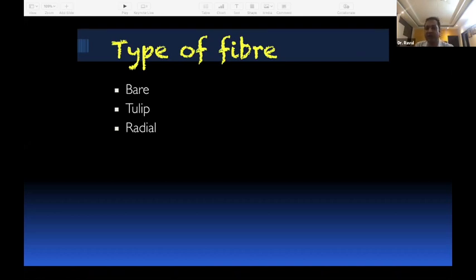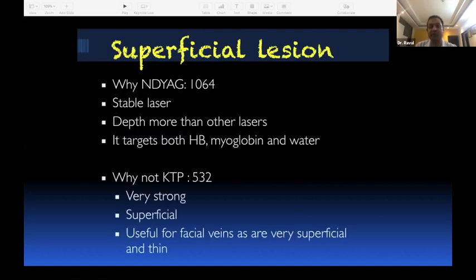Now coming to the fiber types, bare fibers and radial fibers. Compared to the bare fiber, radial fibers are different because with a radial fiber the heat is dissipated equally all around, over a segment of 1 centimeter. Maybe that's why it gives you a better closure, but we still don't have a theoretical or full proof about this if you look into the physics.